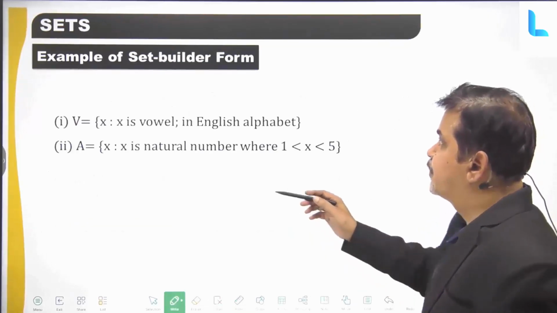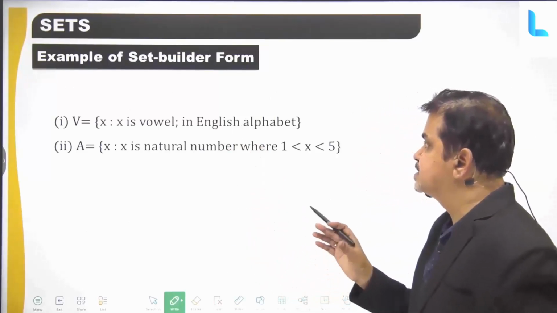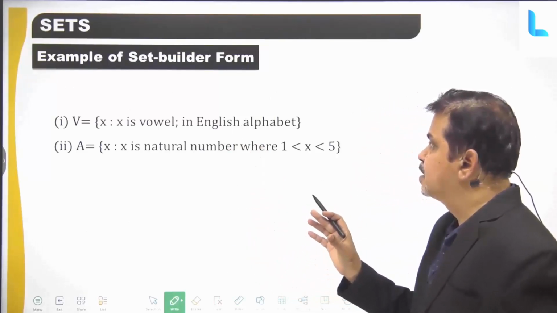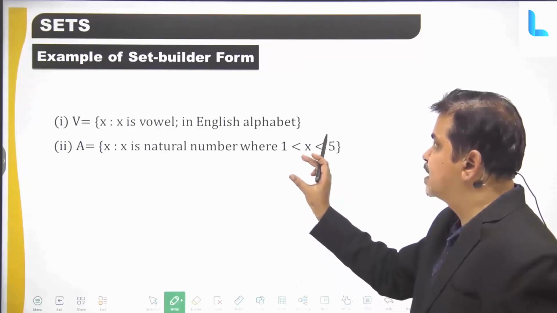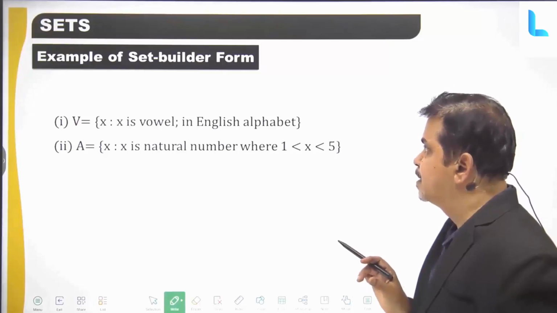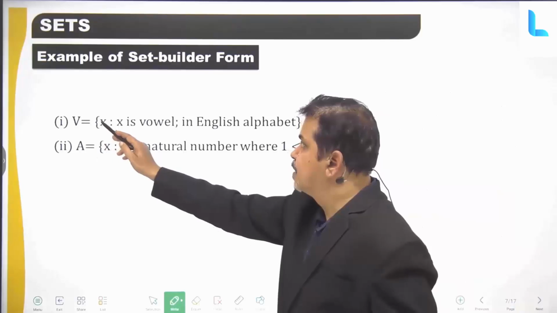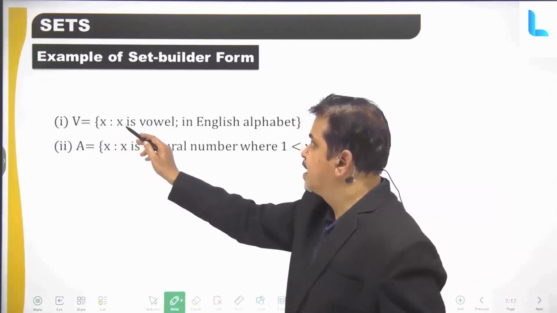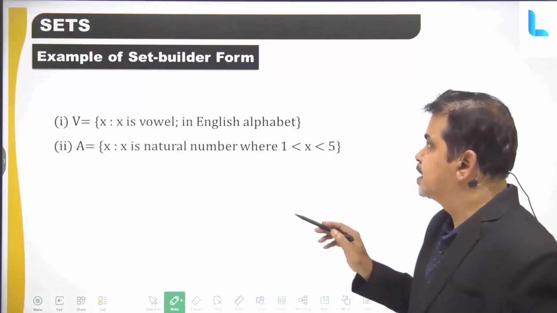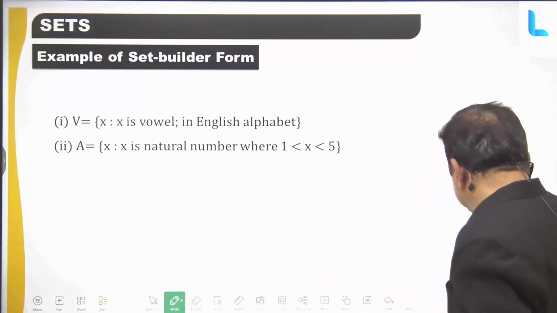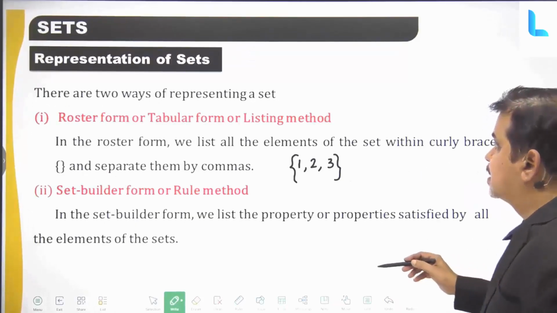And going to the example of a set builder form, as we have seen, there is a certain property and all the elements in this set should satisfy that particular property. For example, if we take set V equal to x, where x is a vowel in the English alphabet. Here, as we have taken this example in the previous form, you have seen that.